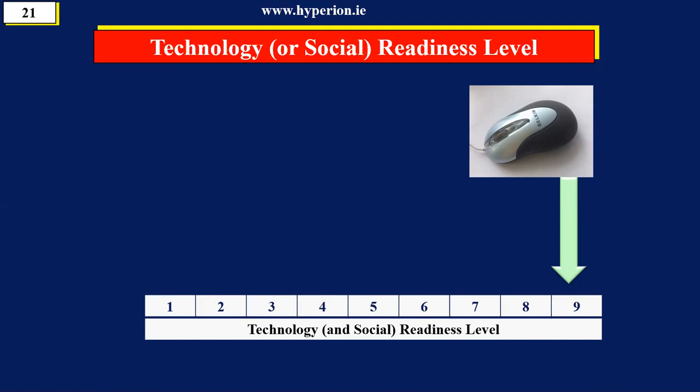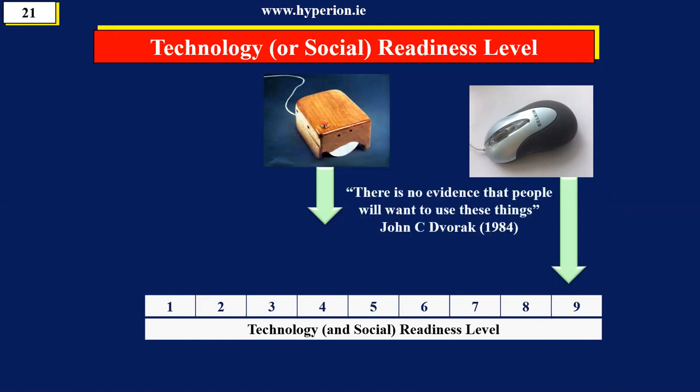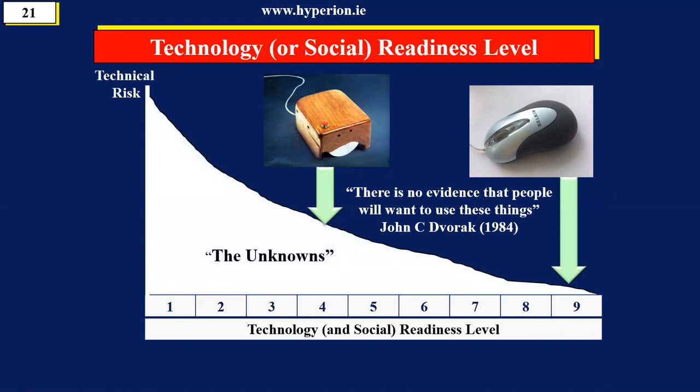And you'll see the table directly under this slide. And there's also a table for social science. So TRL-4 means the technology is working at laboratory level. Not very pretty. And in 1984, John Dvorak said, there's no evidence that people will want to use these things. So up to TRL-4, it's science. But from TRL-4, it's more making the device faster, cheaper, lighter, and so on. But graphically, what TRL represents is the level of unknowns in a particular technology.